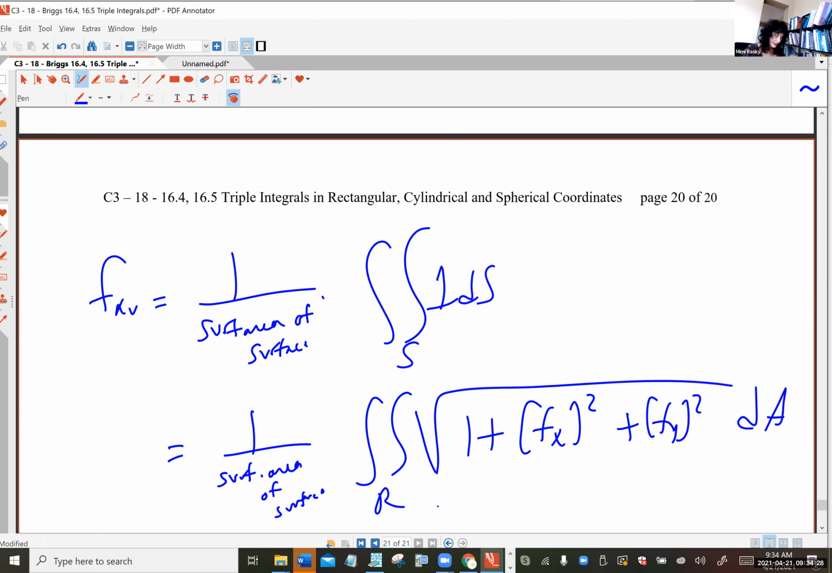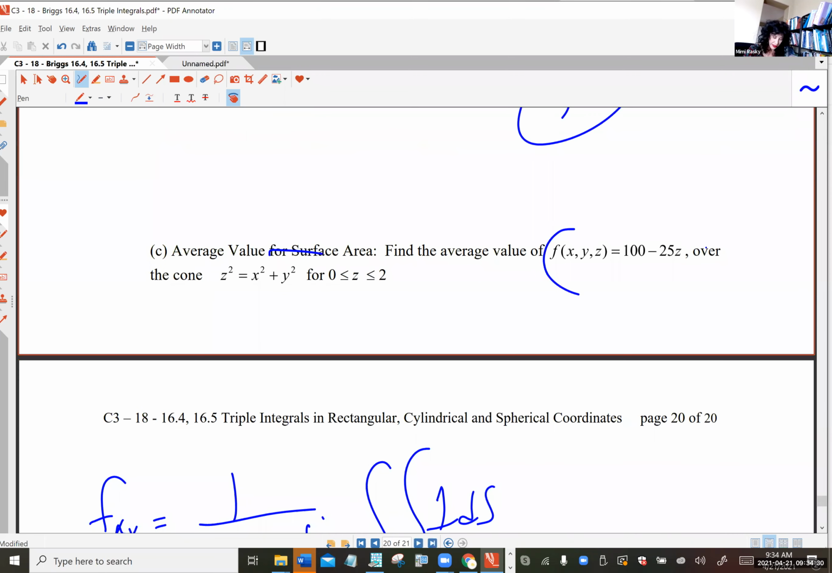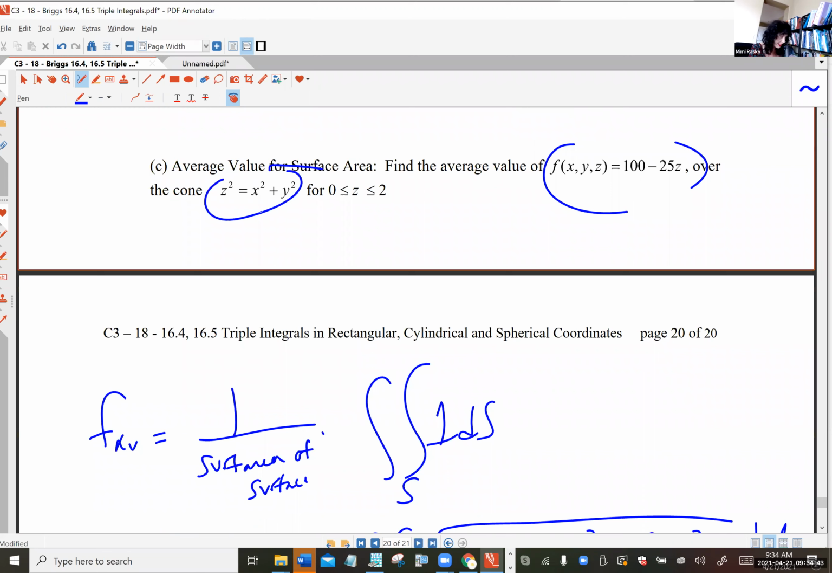Okay. Now this problem here, the f of x, y, z, this is sort of the tricky part, because the cone, that's not the thing that you're going to go do the fx and the fy on. It's this guy. This is your surface. So you're really going to solve this for z, and then they're telling you z lies between 0 and 2. Great. So then you only have to worry about the positive square root.